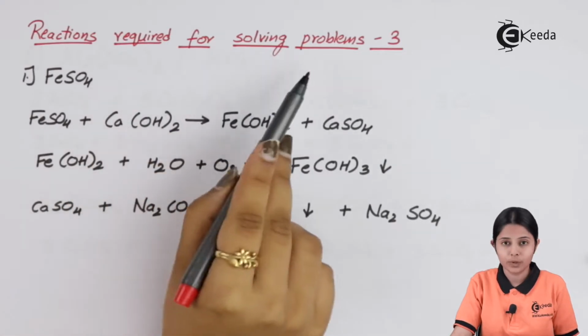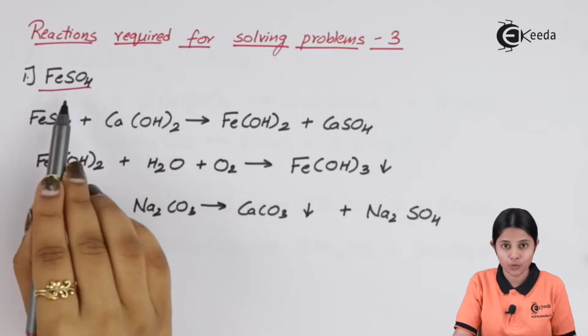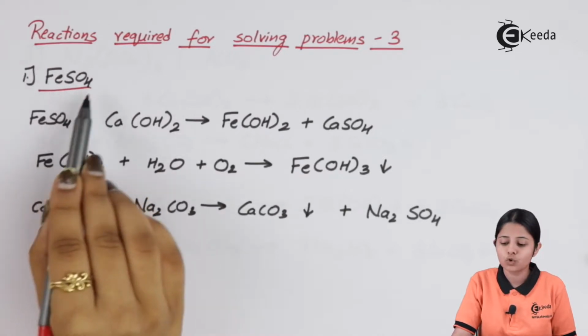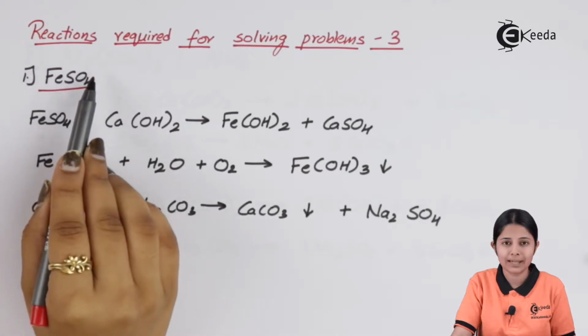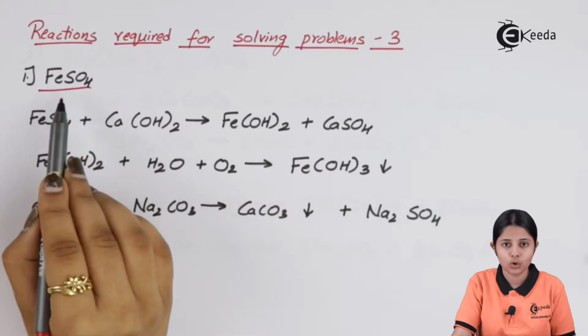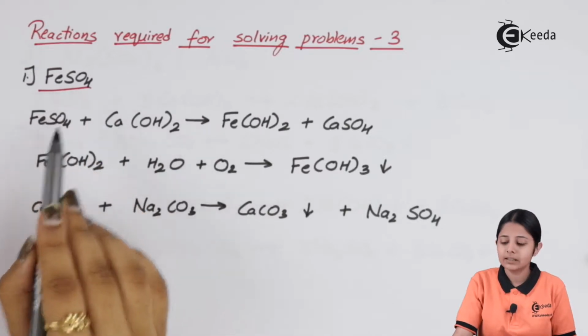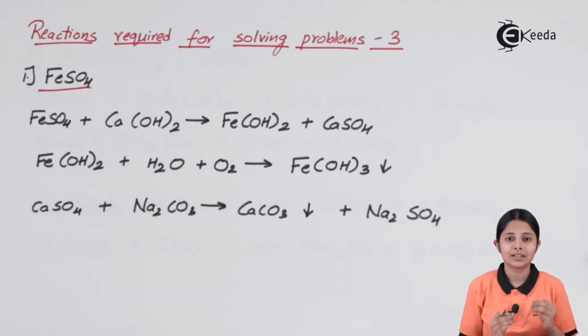Reactions required for solving problems, part 3. The first one we are looking for is FeSO4. Since my SO4 is 2 minus, my Fe will be 2 plus because this 2 minus and this 2 plus will cancel out. That means if I have a soluble form of FeSO4 inside my water, then 2 plus ions of Fe will be present in the water. If 2 plus ions of Fe are present in the water, they are contributing to the hardness of water, and thus we'll have to remove those.